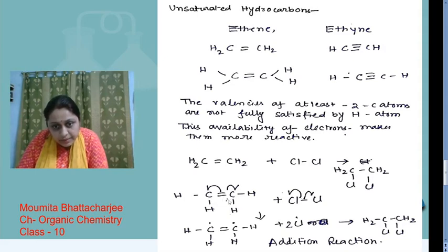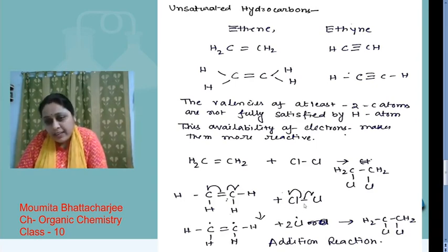Here C double bond C. One bond is breaking. This is called half breaking. One bond contains two electrons. One electron is going to this carbon and another electron is going to this carbon. And this chlorine bond is breaking. This is called homolytic fission. This bond contains two electrons. One electron is going to this chlorine and one electron is going to this chlorine.